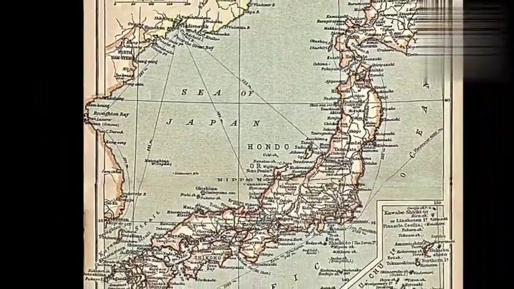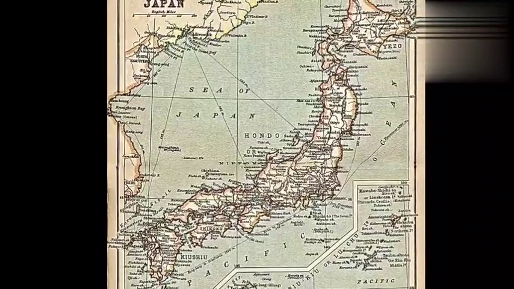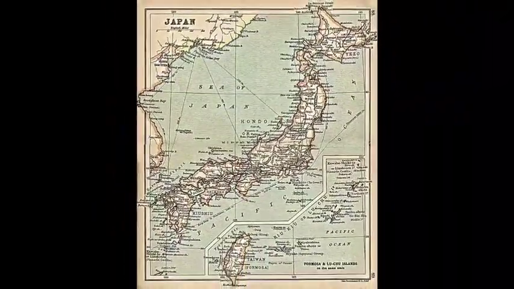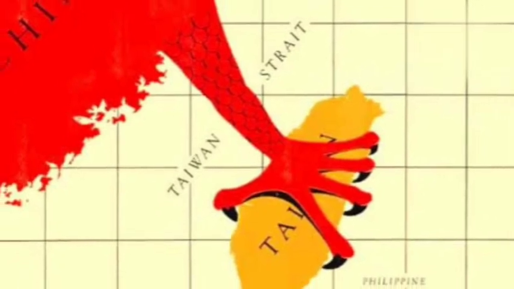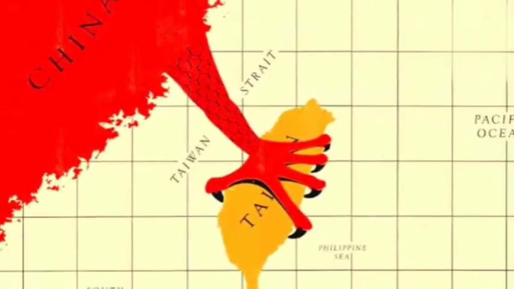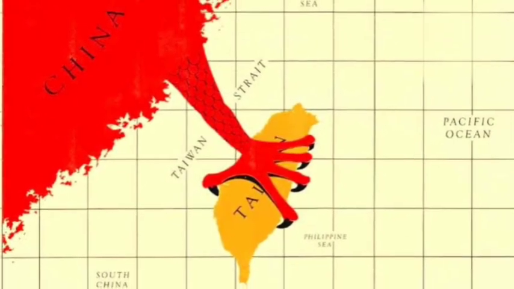The division of China into two separate states began in the aftermath of the Chinese Civil War, when the Communist Party of China, led by Mao Zedong, defeated the Nationalist Party, led by Chiang Kai-shek. The Nationalists retreated to Taiwan and established the ROC there, while the Communists established the PRC on the mainland.